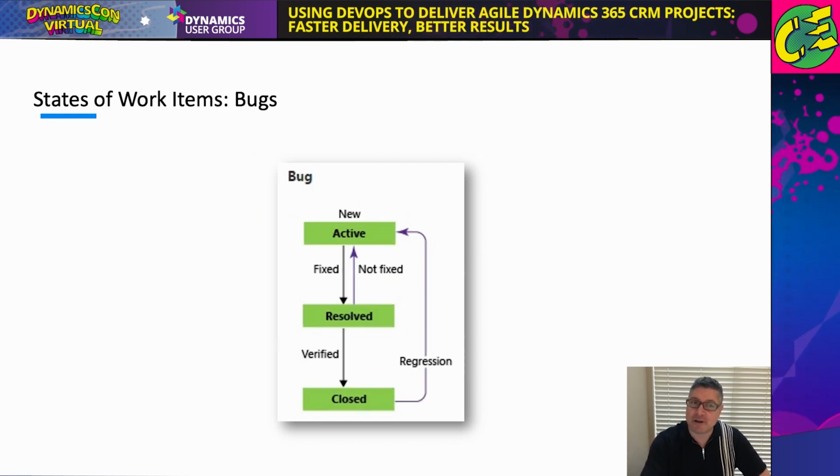Bugs, a little different. Bugs are new. When you're going to work on the bug, it becomes active. When you finish working on the bug, you move it to the resolved column. When it's in resolved, it's up to whomever is doing the testing to verify that the bug was fixed. If the bug was fixed, it's their responsibility to move it to closed. If the bug is not fixed, they move it back to active.